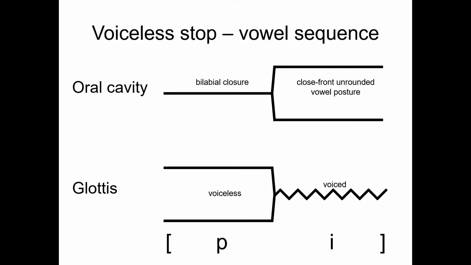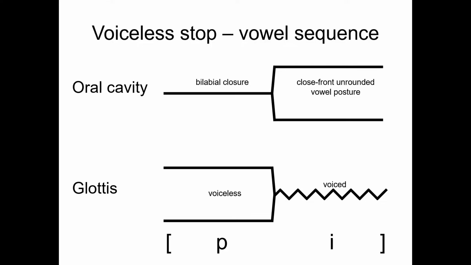In the oral cavity, above the larynx, for the P, we have bilabial closure. The lips are closed. And then when we move to the E, to the vowel, the lips open and we get this close front unrounded posture of the tongue and lips for the vowel.